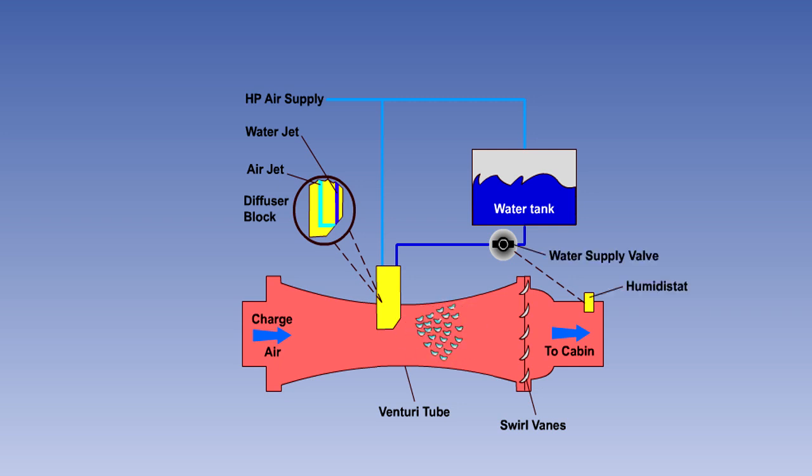The water supply valve is controlled by a humidistat. This is a device which can measure humidity and operate a switch when a particular level is reached. It is measuring the humidity in the air conditioning duct. When the humidity falls below a predetermined level, the valve will open, and humidification will commence.